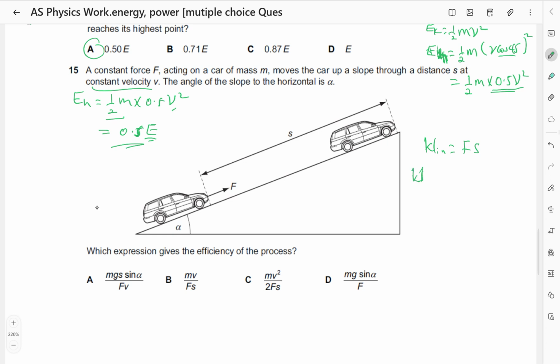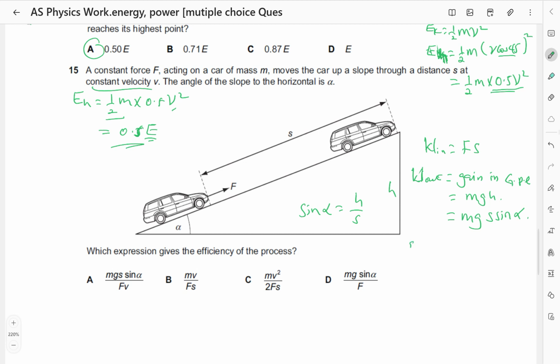But the work output is going to be the work done in the vertical to overcome the weight. The work output is going to be equal to the gain in gravitational potential energy, which is mg times h. This is the height h, and you notice that sine of alpha is equal to h over s. So h is s times sine alpha. So this becomes mg times s sine alpha.